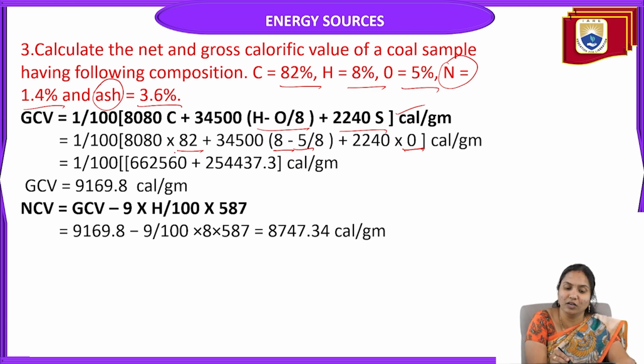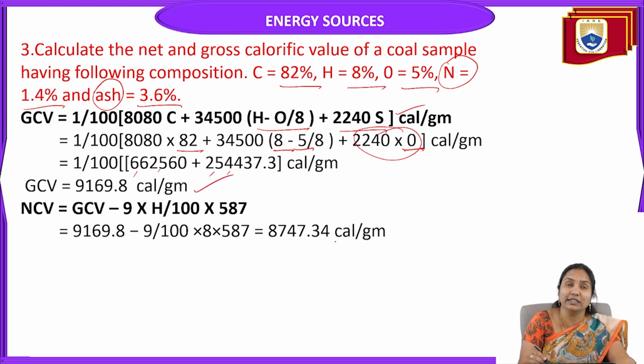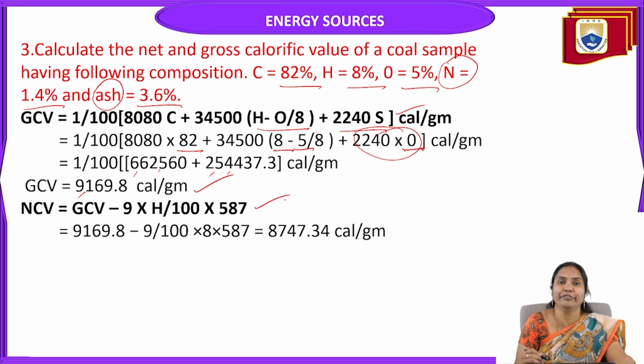Now after multiplication, we'll get 1 by 100 into 6,62,560 plus 2,54,437.3 calorie per gram. This value is 0. So after calculation, finally we'll get the gross calorific value of the given fuel as 9,169.8 calorie per gram. Now we'll calculate the net calorific value of the fuel.